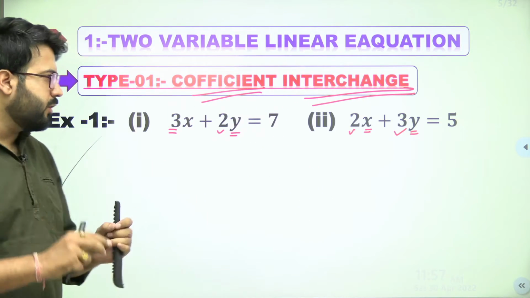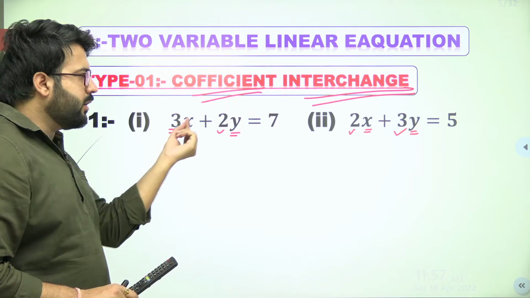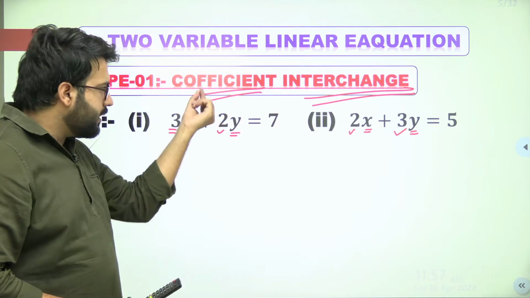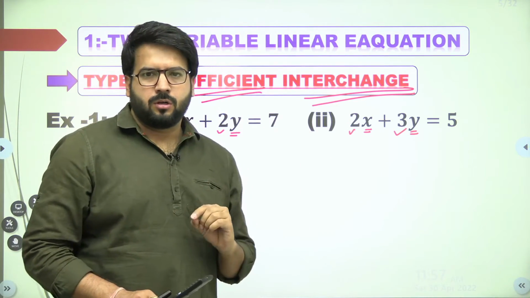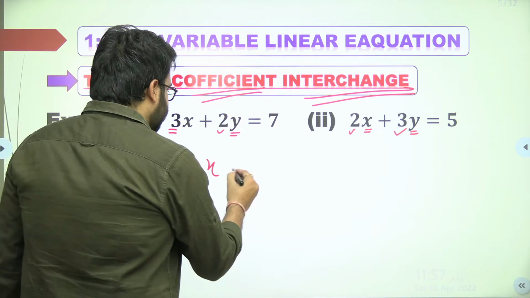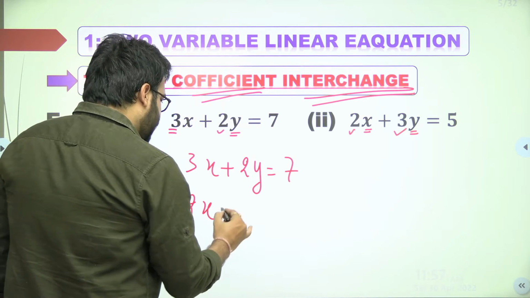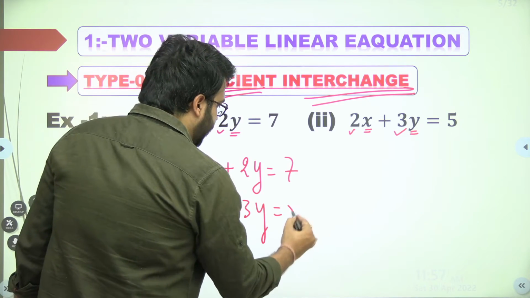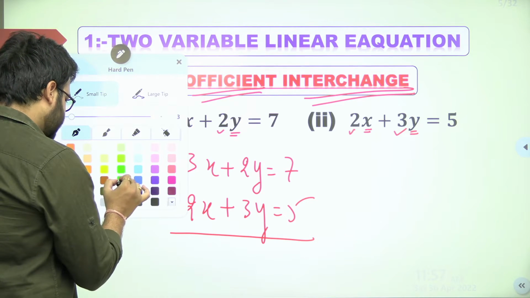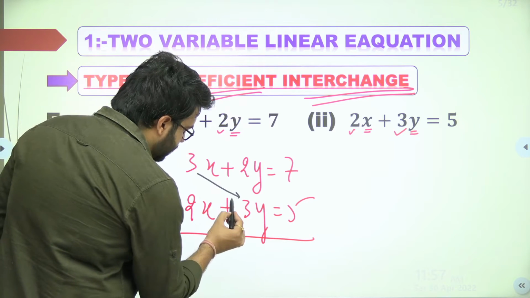If you focus on these equations, you can see the coefficient of x in this equation is the coefficient of y in the other equation, and the coefficient of y in this equation is the coefficient of x in the other. This means coefficients are interchanged. You can see it like this also. We write 2x plus 3y is equal to 5. You can see 3 is here and 2 is here.